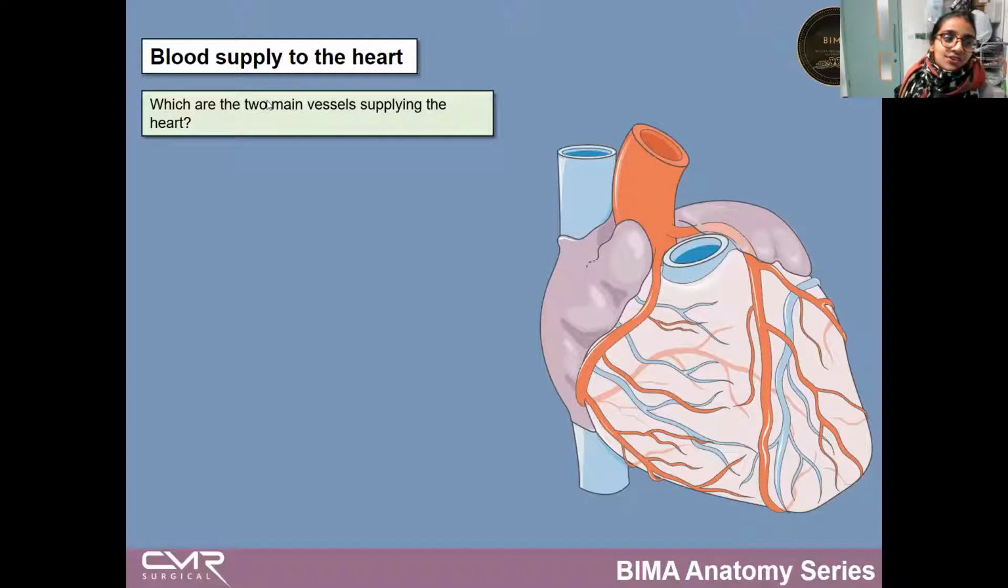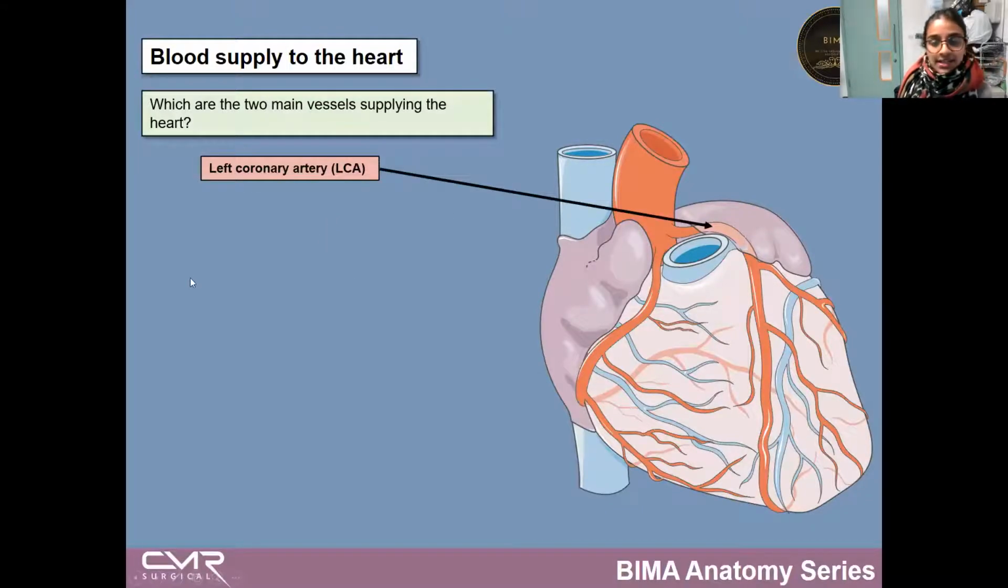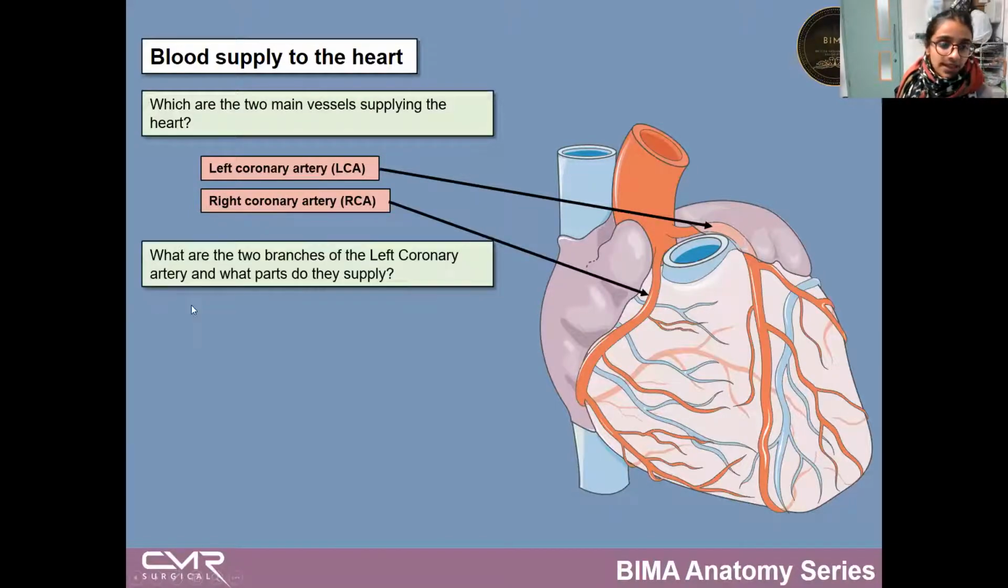Really good, yeah. Right and left coronary arteries, exactly. So you've got your left on this side, coming straight off the ascending aorta, and the right on the other side. And then what are the two main branches of the left coronary artery, and what parts do they supply?